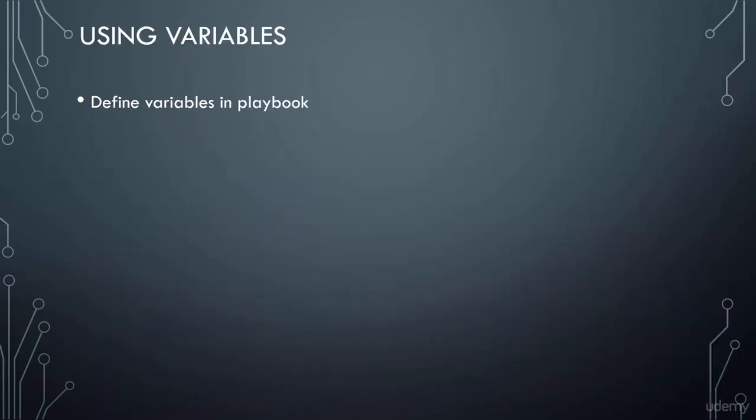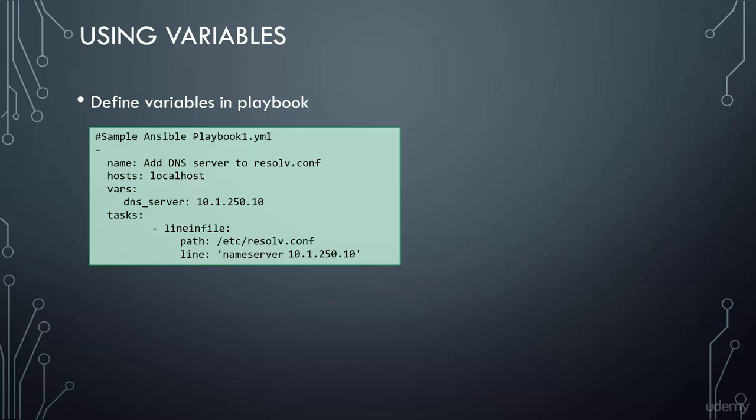So we have now defined variables, but how do we use them? If you look at our previous example where we defined a variable dns_server in the playbook, but we have not actually used it anywhere, what would be the right place to use that? In this line here where we defined the name server, we could replace the hard-coded value with the value from the variable. To use a variable, simply enter the variable name enclosed in double braces or curly brackets. When we run the playbook, Ansible will replace it with the value in the variable.